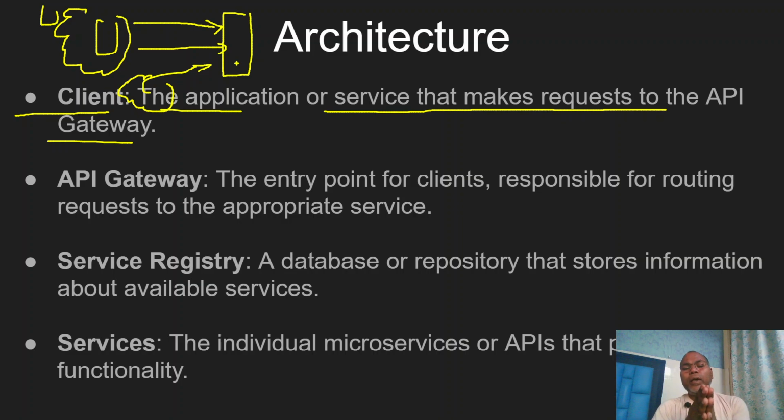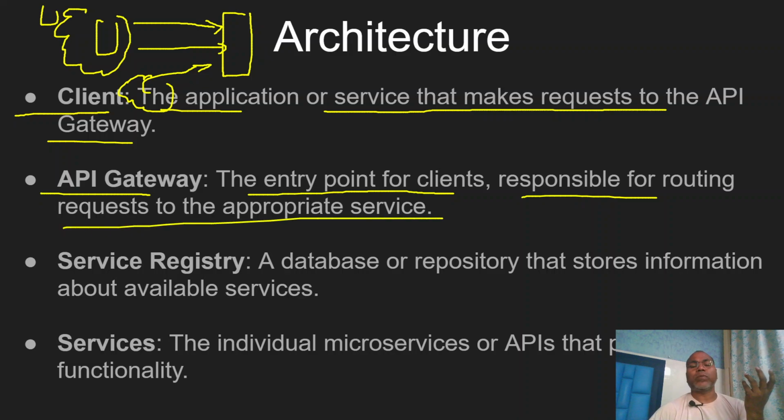From the API gateway's view, any call received, maybe from a front end application, a mobile application, some third party system, or another microservice as well, everything is considered a client. And the API gateway is the entry point for the clients and is responsible for routing the appropriate request to specific services.